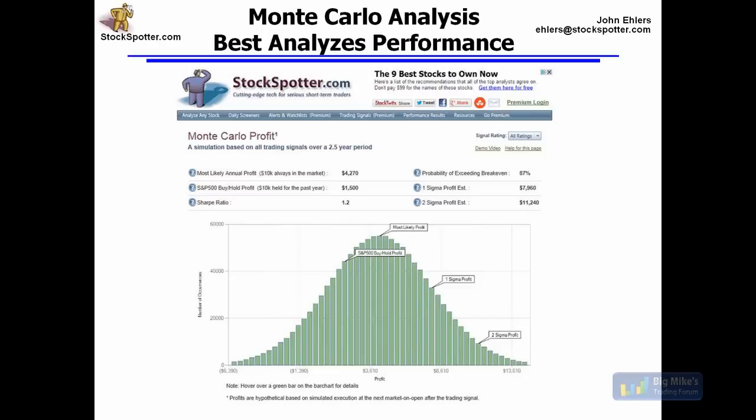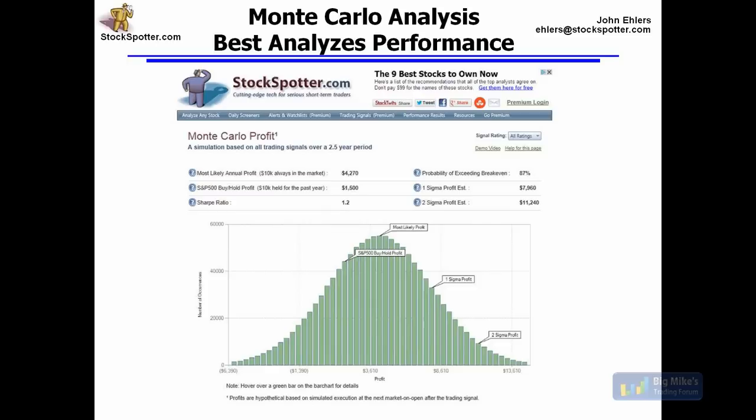last 2.5 years. So in this case, what we did, assuming that you have $10,000 in the market, the most likely, the expectation, this is a Gaussian probability distribution, as you can see, is $4,270 or 42.7%. But as we said in the disclaimer, you can lose money.